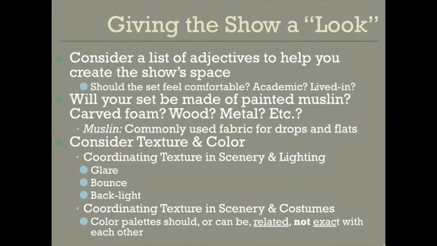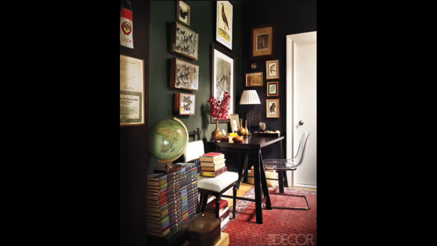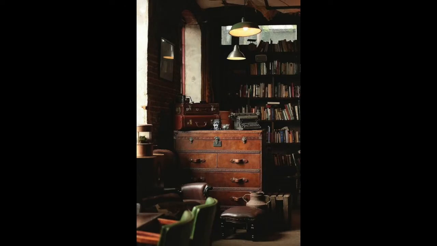Giving the show a look. Consider a list of adjectives to help you create the show's space. For example, should the set feel comfortable, academic, lived in? All of those give a different perception. If it's academic, you would think that maybe there'd be a desk on the set. Maybe there would be a whole bunch of books around. Maybe there'd be a reading chair with a lamp. That looks academic, or at least that's what academic looks like to me.